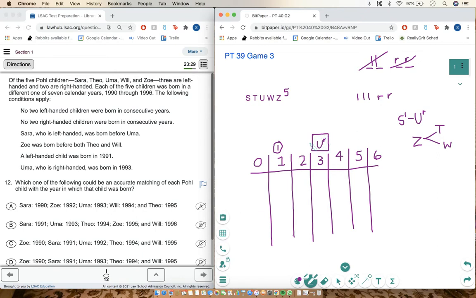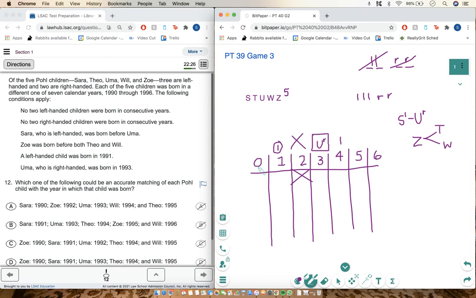So if we know that U is right-handed, and we know that we can't have children that are both right-handed being born in consecutive years, whoever is born into 2, if there is someone born into it, they have to be left-handed. Same with 4. But actually, since there's someone being born in 1 that's left-handed, doesn't that mean that whoever's being born in the second year can't be left-handed, right? And if they can't be left-handed, but they also can't be right-handed, then we can't really have anyone in this space, right? Because having someone that's right-handed breaks this rule, because we know that U is right-handed, but having someone that's left-handed breaks this rule, because we know that someone that's left-handed has to go in space 1. And so no one is going to go in space 2. So let me just write an X there. No one's going in space 2.